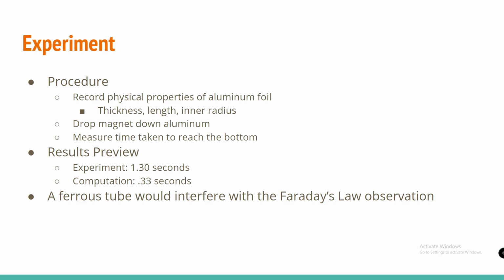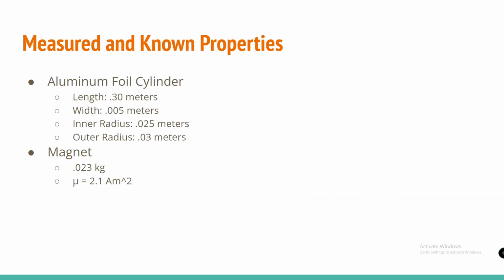And the reason we didn't use a ferrous tube was that it would interfere with the Faraday's law observations required for this experiment. So the measurements I took, the length was 0.3 meters, the width was 0.005 meters, the inner radius of the tube was 0.025 meters, and the outer radius was 0.03 meters, which was just the width and the inner radius added.